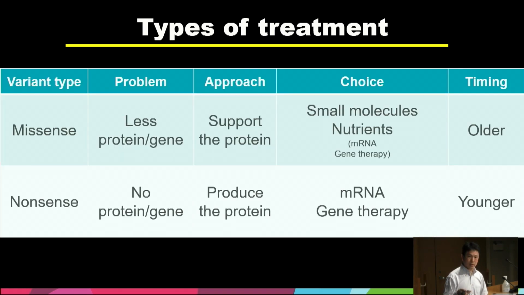So this is a quick table. Missense variant, you have less protein. You need to support that protein, and small molecules and nutrients are helpful. And with those, I would say treating older or later is probably feasible. In the nonsense mutation, you don't have a protein, so you have to make a protein. And to do that, messenger RNA or gene therapy is feasible. And then those are usually severe diseases, so you probably need to start treatment younger.